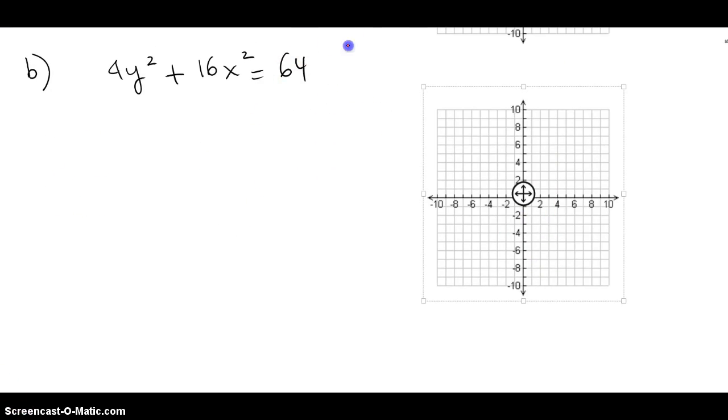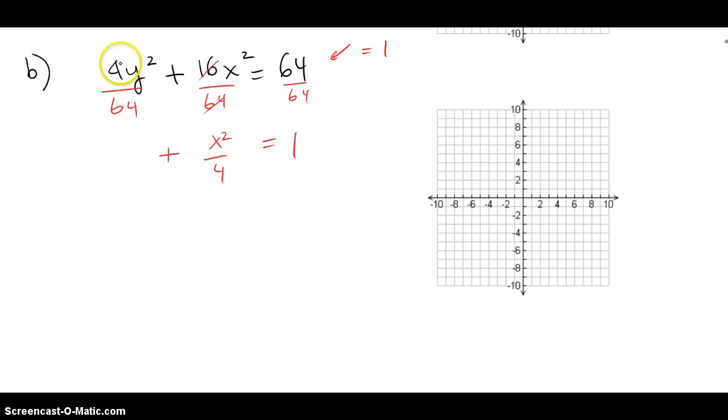We want this to be equal to a 1 because that's going to make it in standard form and easy to graph. So we're going to go ahead and divide everybody by 1, and that's going to give us x squared over 4, and then y squared over 16. So now we're ready to go.